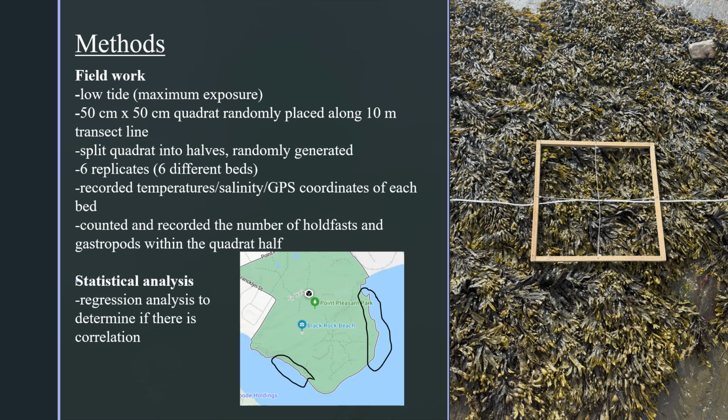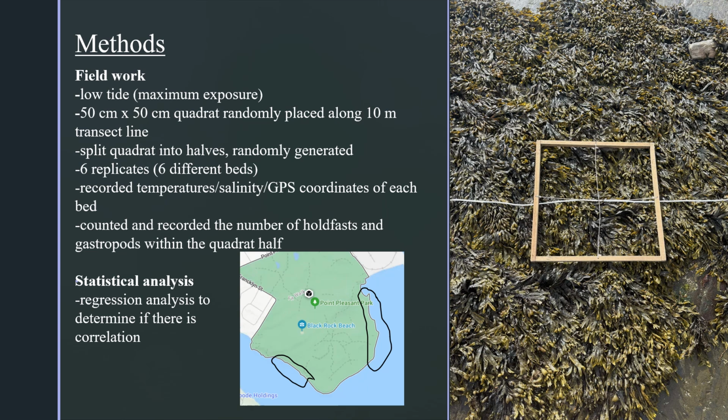So for field work, I went out during low tide to get maximum exposure, and I used a 50 centimeter by 50 centimeter quadrat randomly placed along a 10-meter transect line. I also split the quadrat into halves, which was randomly generated. I did 6 replicates for a total of 6 different beds, and I recorded temperature, salinity, and the GPS coordinates of each bed in case I needed to come back.